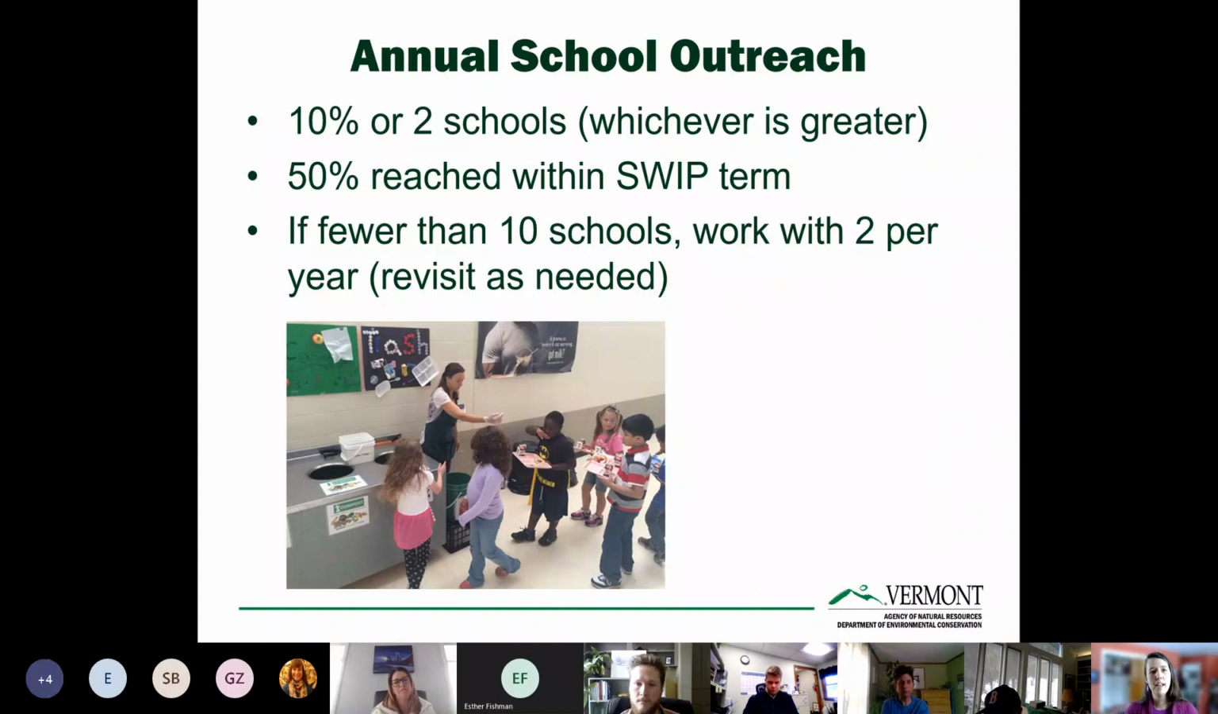So for schools, the annual outreach is to 10% of the schools in your region or 2 schools, whichever is greater, with the expectation that at least 50% will be reached within the SWIP term, so within those 5 years. And if you are a small region or an independent town and you have fewer than 10 schools, then the expectation is to work with 2 schools per year. Or 1 if that's all you have. So yes, this means that maybe you're revisiting the same 1 or 2 schools every year, but this isn't really a redundancy. Just think of it as an opportunity to develop strong relationships and hopefully cultivate really successful programs.